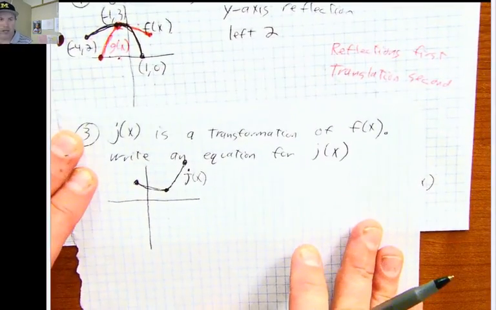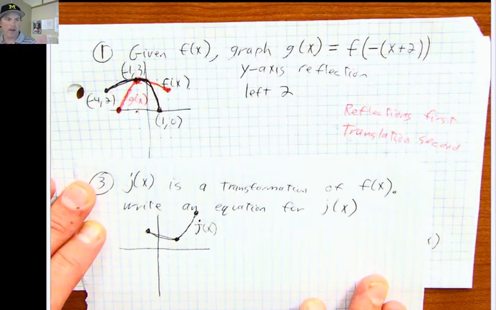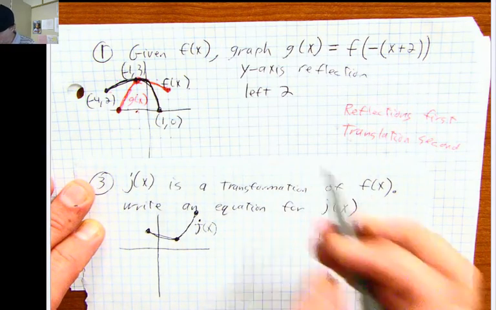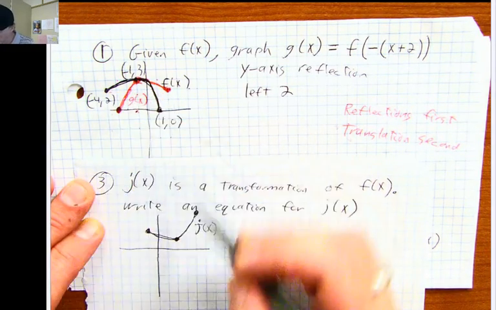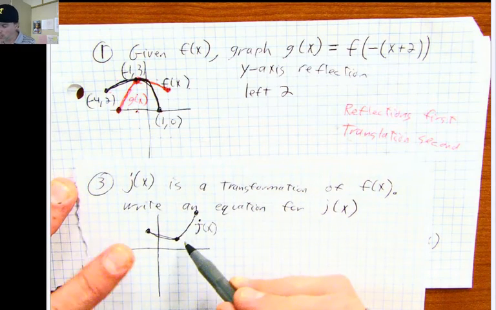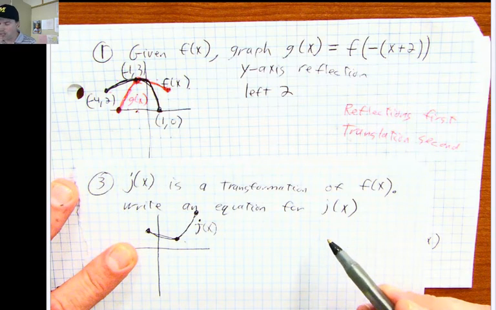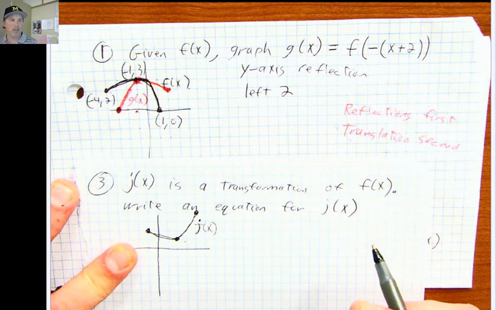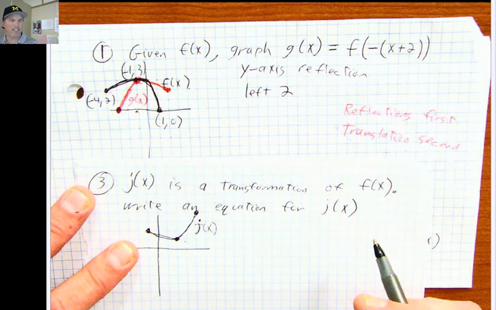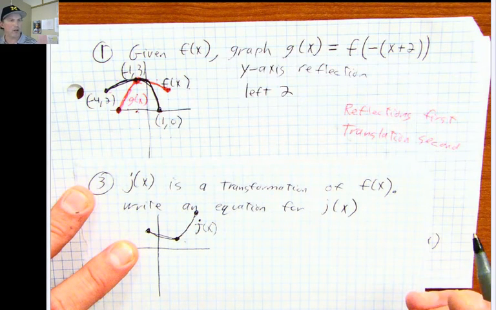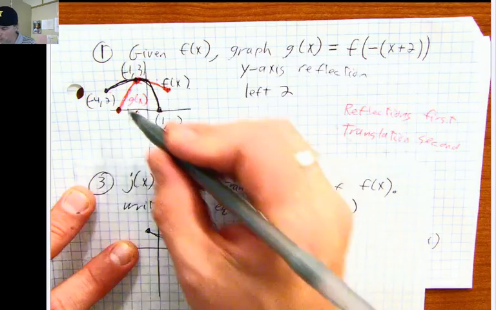Third problem looks like this. So j of x is a transformation of f of x. So I look at this original f of x, I see this transformation here, that's j of x, and I need to write an equation for j of x. When you get problems like this, you need to be able to look at this graphically and tell, well, what's going on here? Like, what is the transformation that's going on?